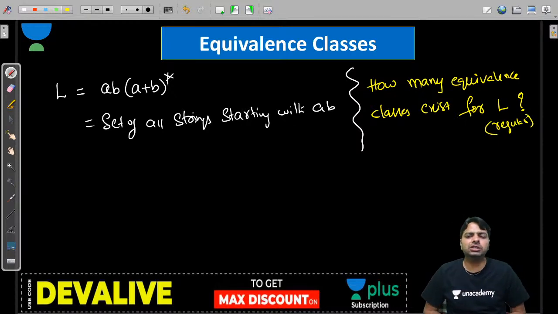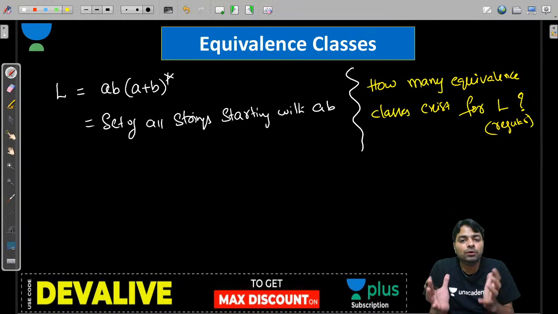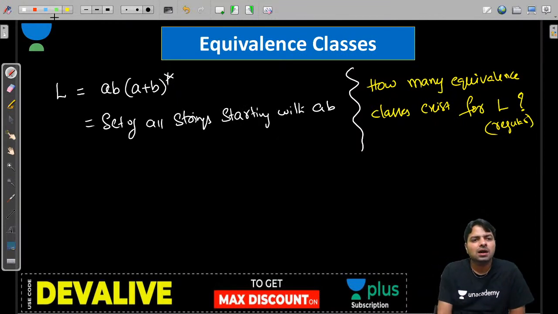Every regular language will have few equivalence classes. Few means finite here, a finite number of equivalence classes. The reason is, we'll see. Can you design the minimum DFA?